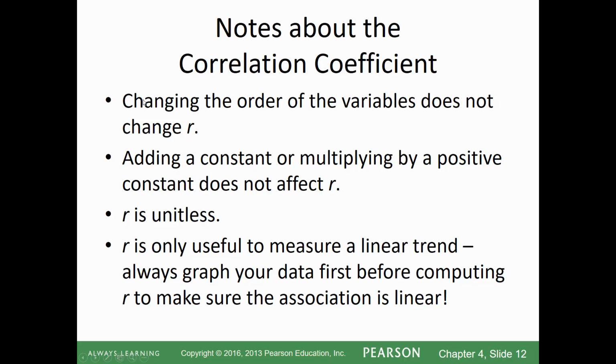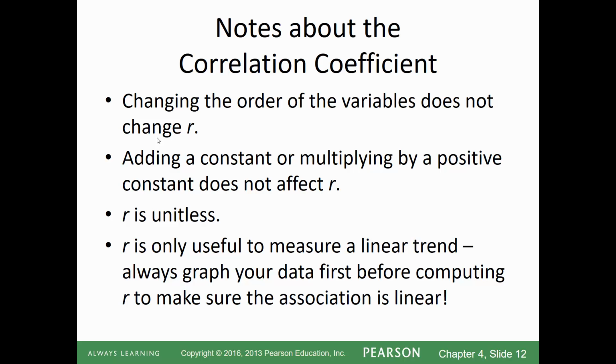Remember that if we change the order of the variables, it does not change R. So if I let one variable like age be my X and weight be my Y, and then swap those around, putting weight as my X and age as my Y, that's not going to change R at all. The next point is that if we add a constant or multiply by a positive constant, that also does not affect R. And also R is unitless, so R does not have a unit attached to it, like pounds, inches, and so forth.